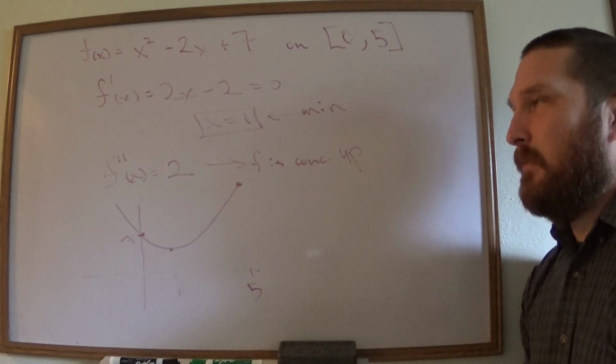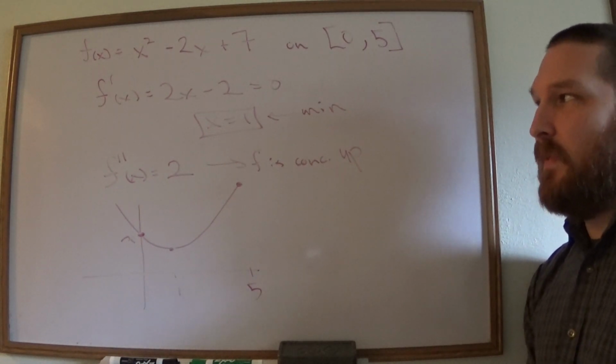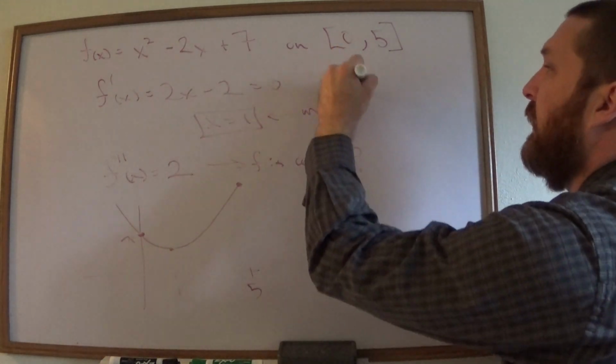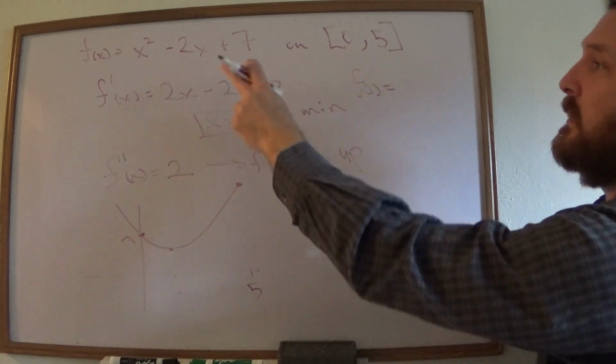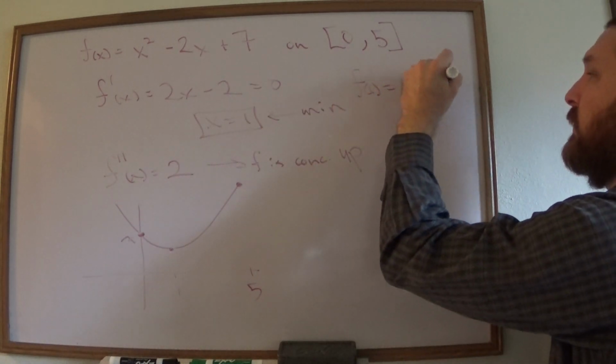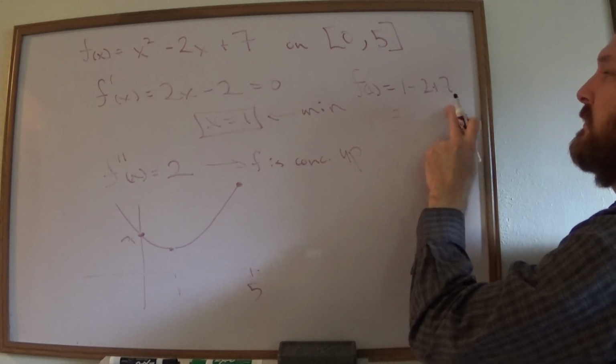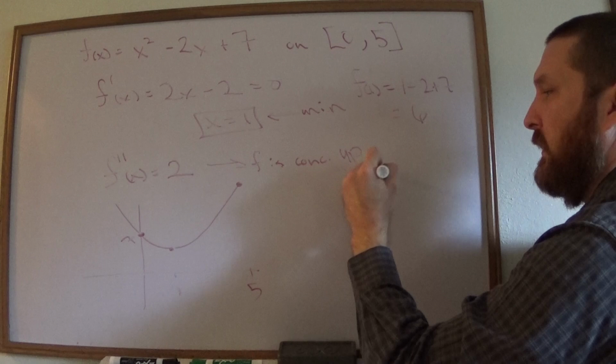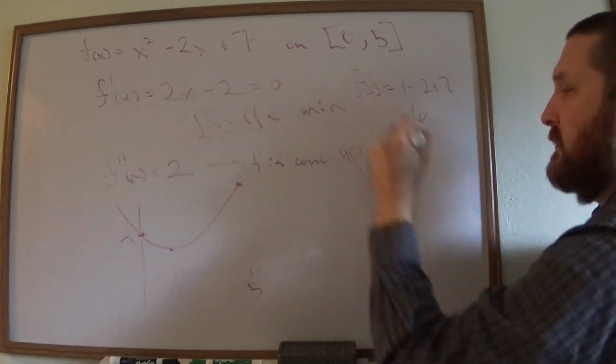You had a bunch of problems like this, and that's what you'll have to do. So let's just do that. We plug in a 1 and we get f of 1 is 1 minus 2 plus 7, which is 6. Now plug in a 0. F of 0 we get 7.